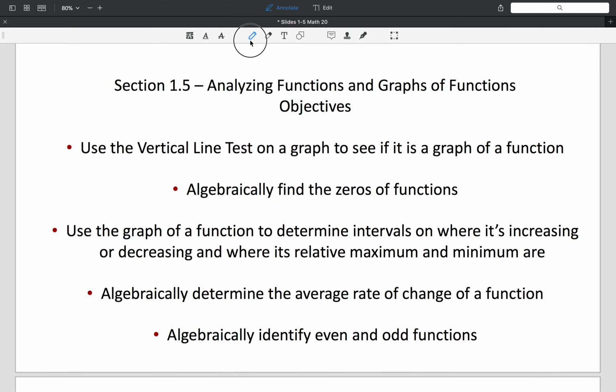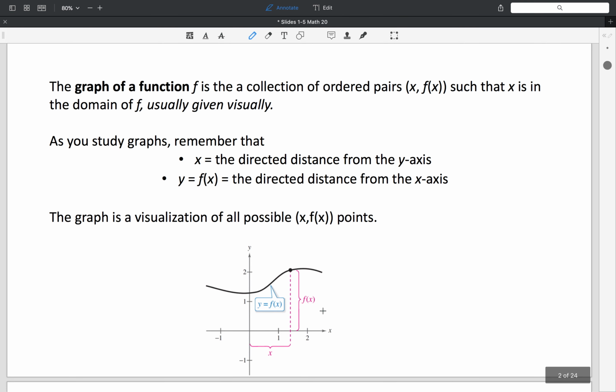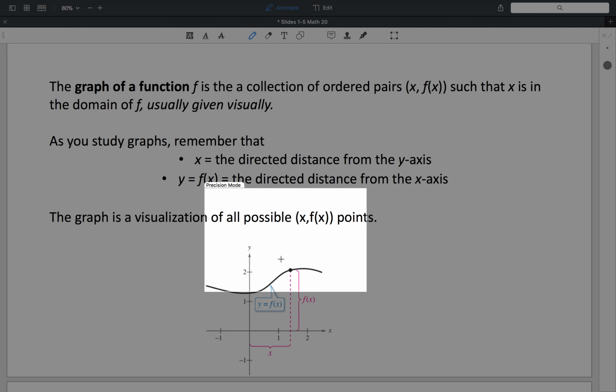Okay, the next slide is just going to be a graph of a function. I'm including this to remind you that if I look at this point here, x, y, just a random point, y is equal to what you get when you plug x into the function. So I take this x and plug it into the function, and that gives me y.